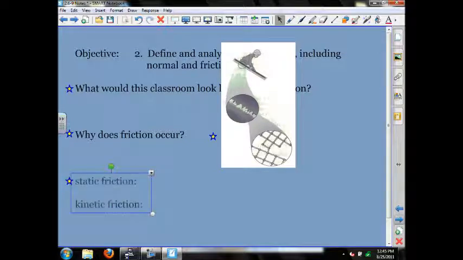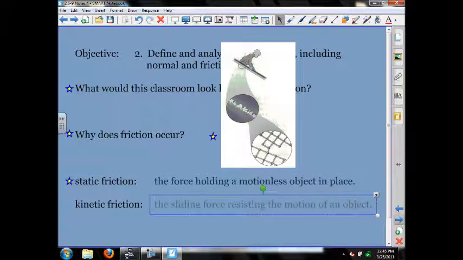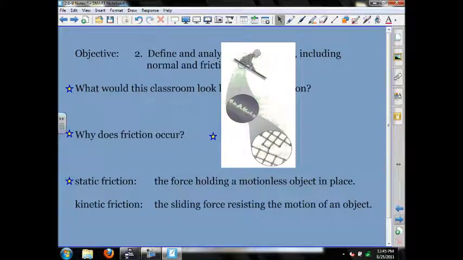What about static friction versus kinetic friction? You guys talk about that. Static friction is a frictional force on an object that is not moving. Kinetic friction is a frictional force on an object that is moving. Kinetic friction resists the motion. Static friction will resist.